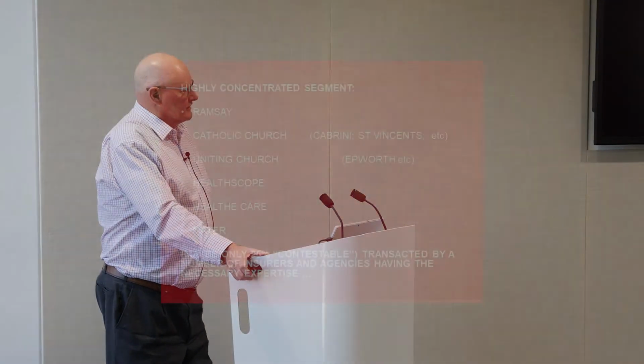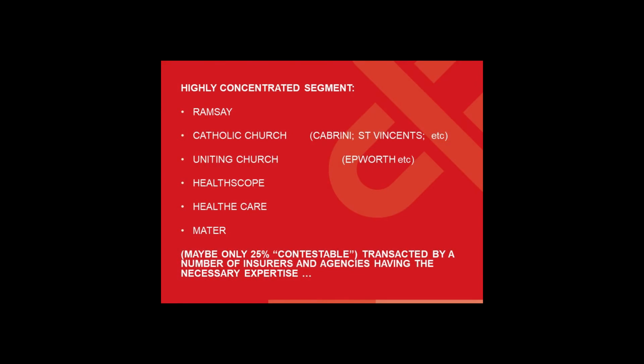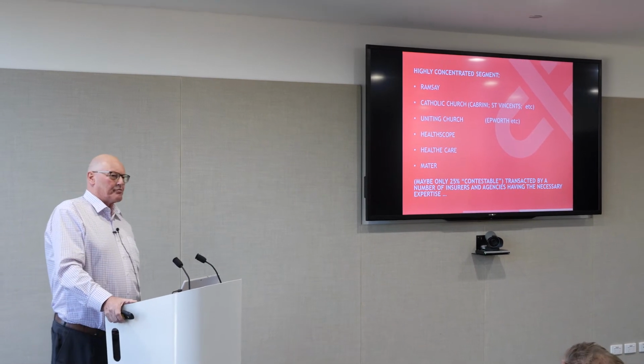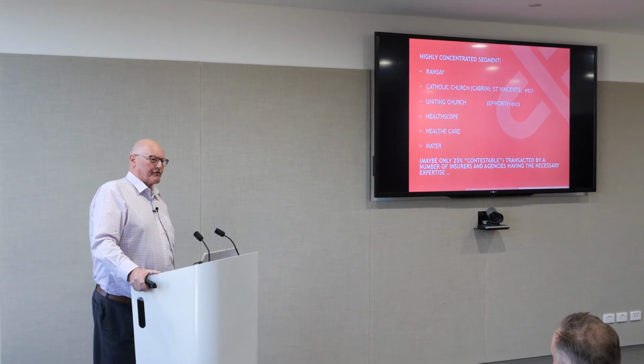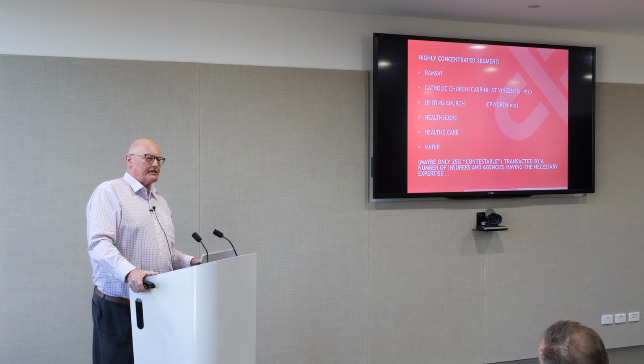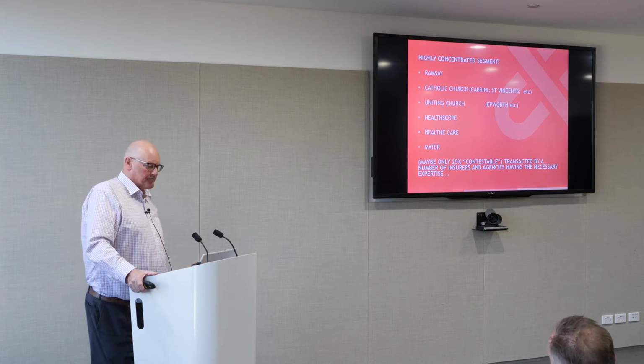Ramsay is the predominant supplier here in Australia and has extensive operations in France and in the United Kingdom nowadays. The Catholic Church, most notably through Cabrini and through St Vincent's in all states, has a very significant involvement in the provision of private hospital care. The Uniting Church has Epworth, probably the largest private hospital, certainly in Victoria, does everything except obstetrics. Healthscope, Healthcare, and in Queensland, Mater are also significant private hospital healthcare providers.